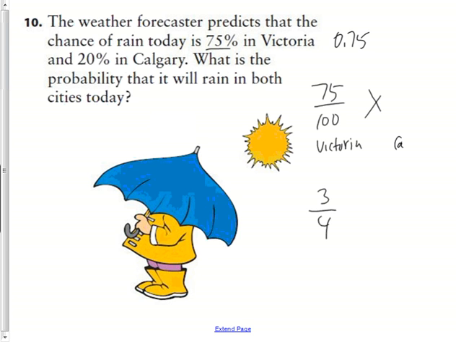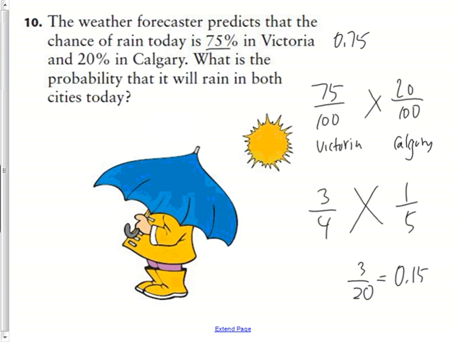So in Calgary, the probability was 20%. In lowest terms, that's 1/5. So I know if I take those two and multiply them together, I'll get 3 out of 20, which as a decimal is this, and as a percent is this.